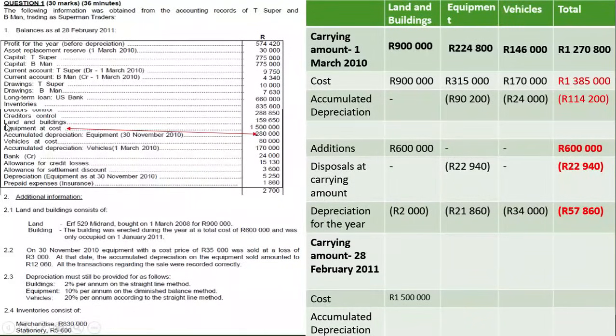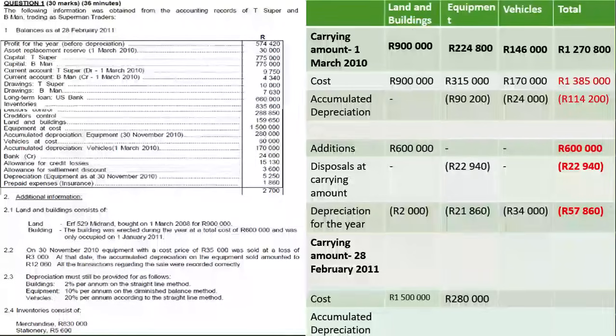Remember, we are given the equipment at cost at the end. Remember, balances as at the end of February, as at 28 February 2011, and we were not given any dates in brackets, so we assume it is at the end of the period. 280,000 rand, so we'll put that down as the cost.